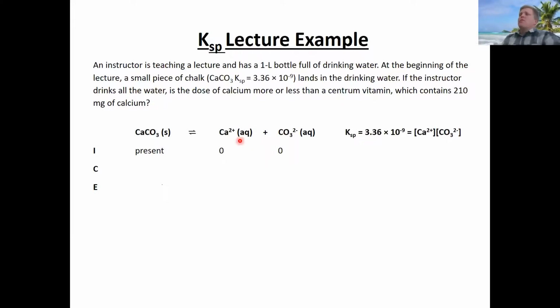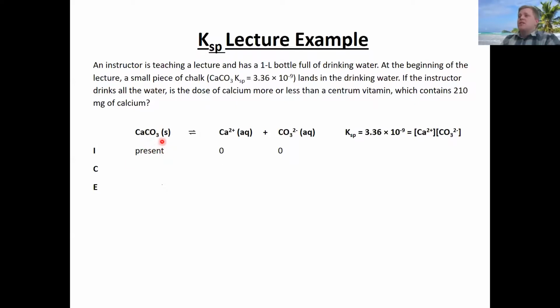And for most of these problems that I give you, or really all of these problems that I give you, if I don't state that an ion is in the solution, you can just assume that it is not. Okay, so for these species, they have a starting concentration of 0. And for calcium carbonate, since it's a solid, we're just going to say it's present.